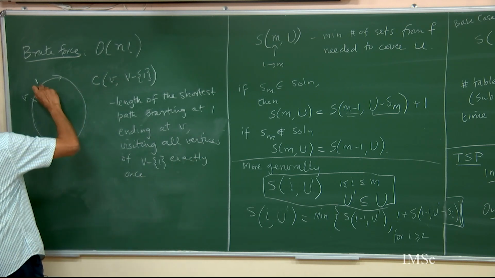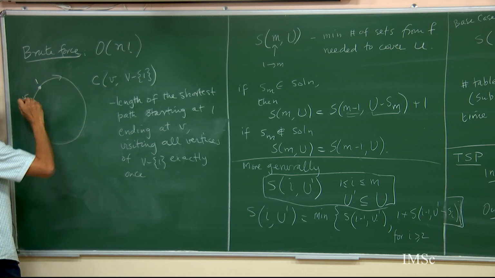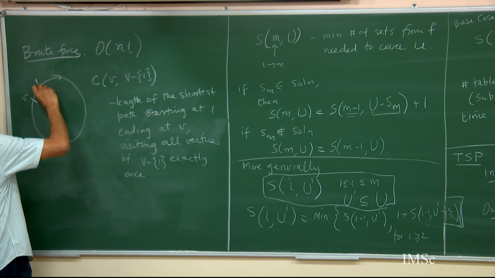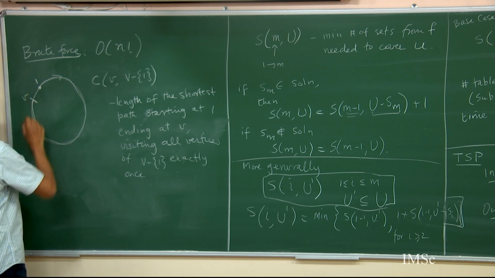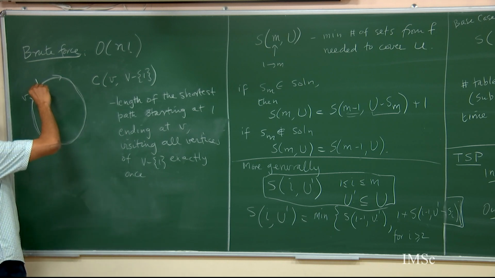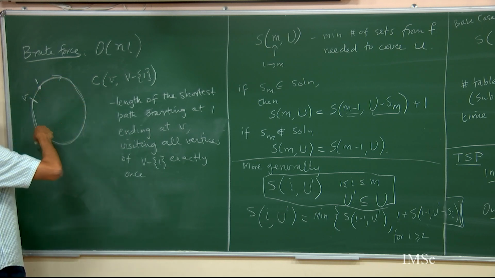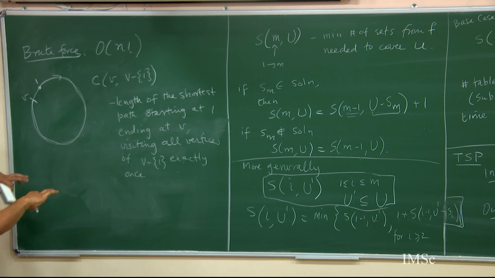So suppose the Hamiltonian cycle ends at V, this is my choice. Then this path is the shortest path satisfying this condition: it starts at 1, visits every vertex of V minus 1 exactly once and ends at V. I need the ending point because I am going to put things together; different parts are going to be stitched.